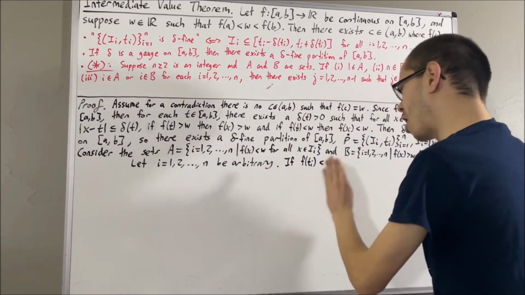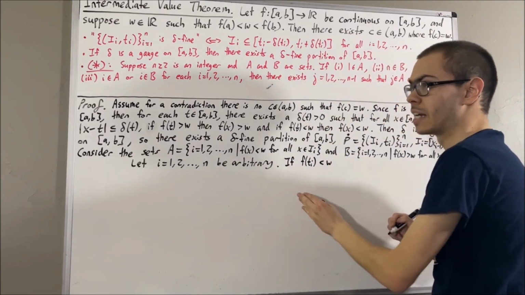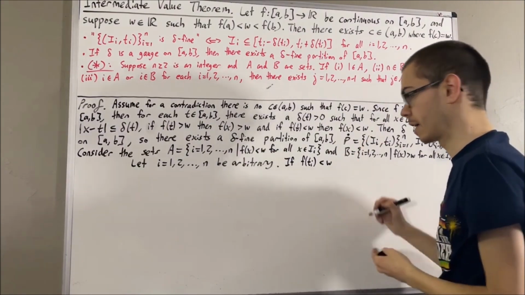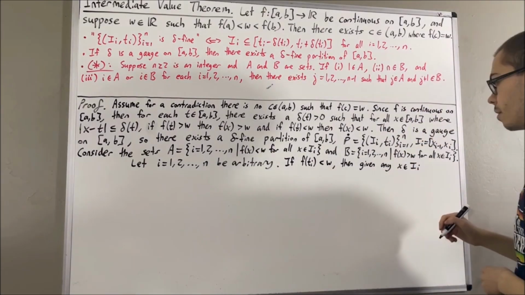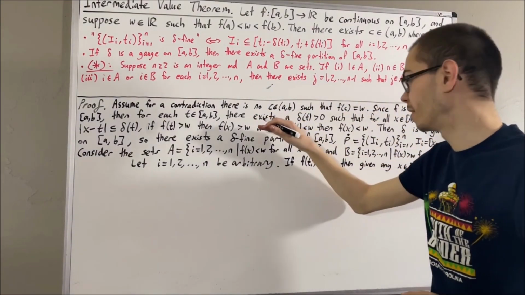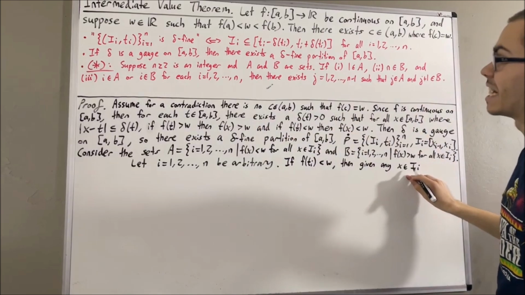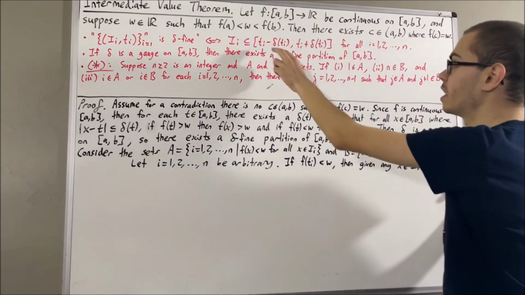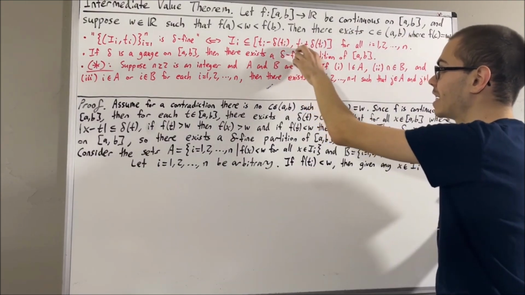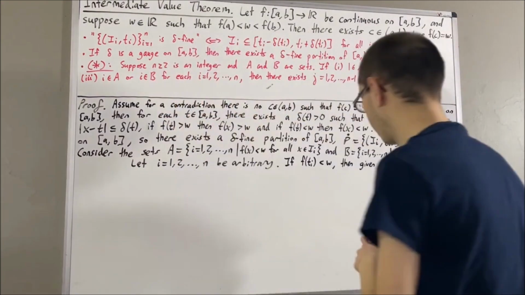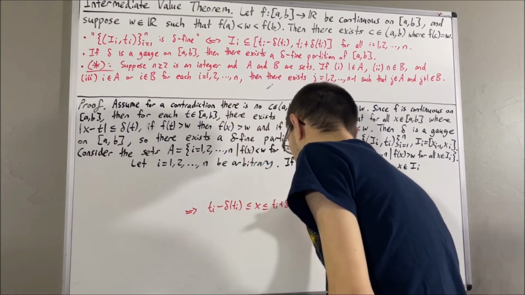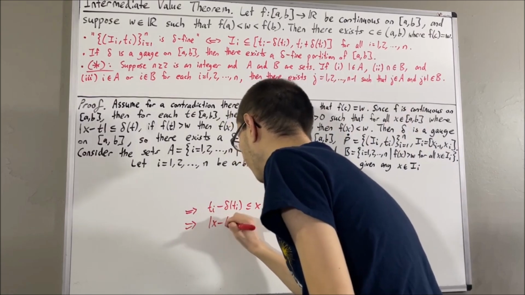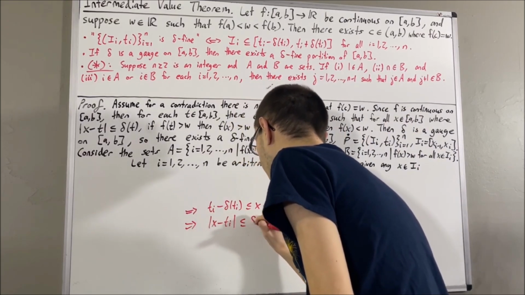To show that every output value on the subinterval I_i is less than w, let's consider an arbitrary element x in the subinterval I_i. Now, since this partition is delta fine, we know that I_i is a subset of this interval. So x lies between t_i minus delta of t_i and t_i plus delta of t_i. And by properties of absolute values, this is the same thing as saying the absolute value of x minus t_i is less than or equal to delta of t_i.